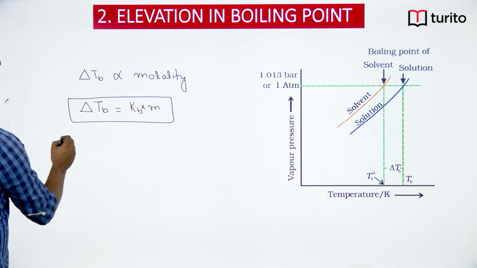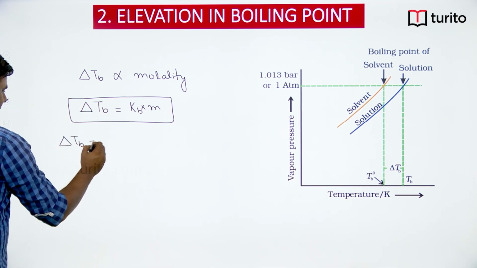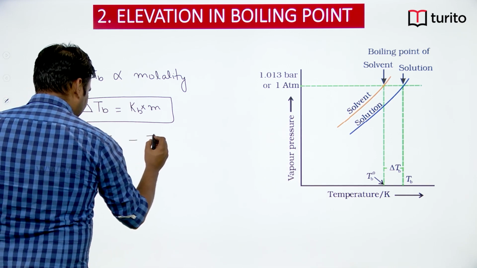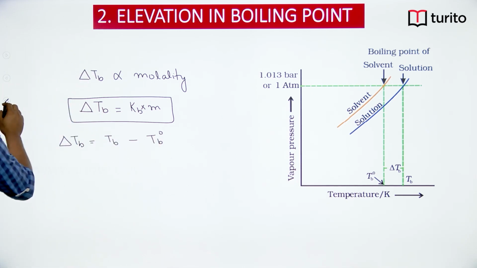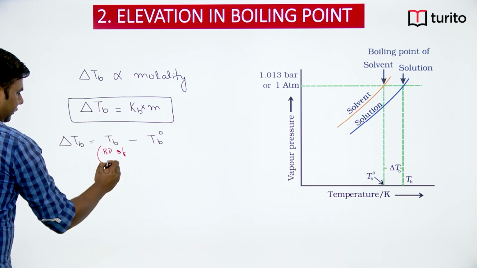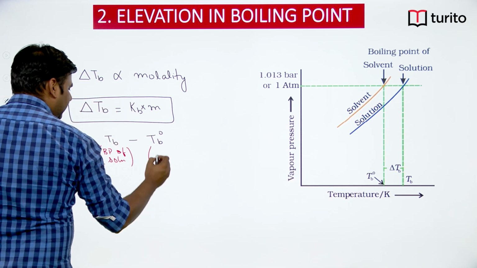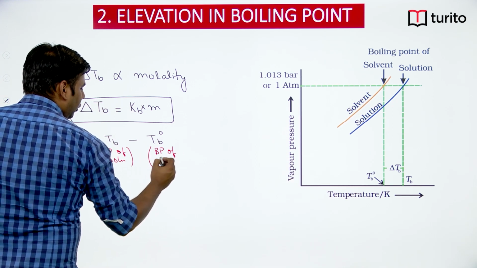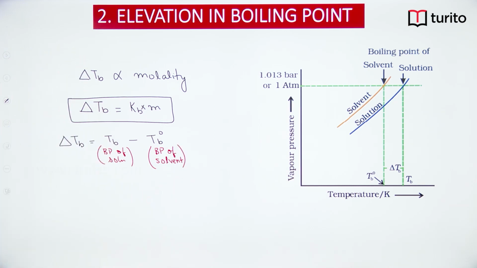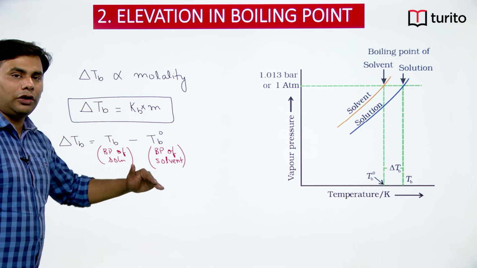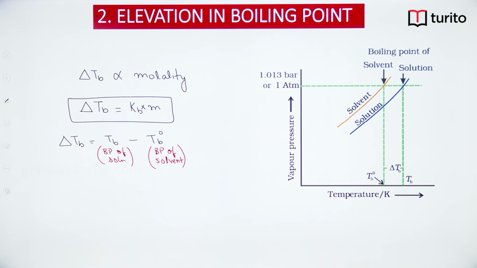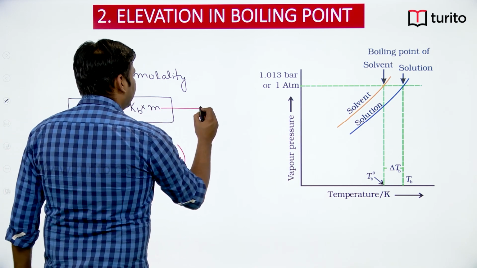What is delta Tb? Delta Tb is the boiling point of solution minus the boiling point of the pure solvent. Tb naught is the boiling point of the solvent. So when you add a non-volatile solute to a volatile solvent, the boiling point of the solvent would increase. The elevation in boiling point, or the increase in boiling point, would be the boiling point of the solution minus the boiling point of the solvent. Okay, so m over here is molality.